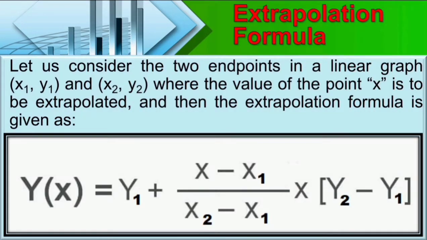Let us consider the two endpoints in a linear graph, x1, y1 and x2, y2, where the value at the point x is to be extrapolated. The extrapolation formula is given as y of x is equal to y1 plus (x minus x1) divided by (x2 minus x1), whole multiplied by (y2 minus y1).